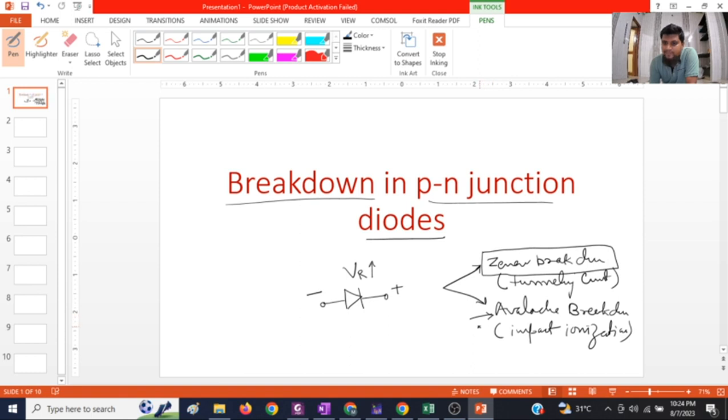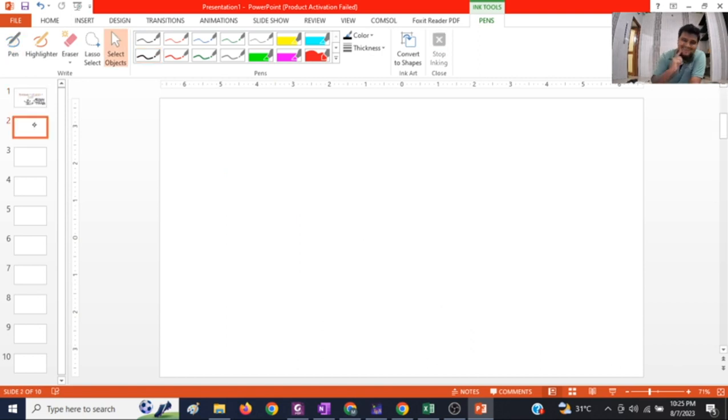So each and every diode comes with a rating called VBR. This breakdown voltage generally ranges above 50 volts. Of course, it depends on the material. Higher band gap materials have higher breakdown voltages, and there are many applications in which we need high breakdown voltages for proper functioning of the circuits. So that's another issue. Anyway, let's come to Zener breakdown.